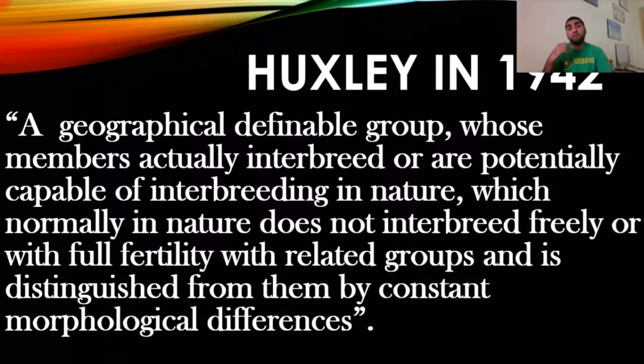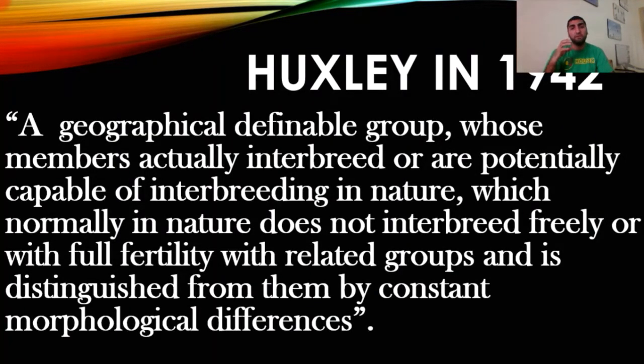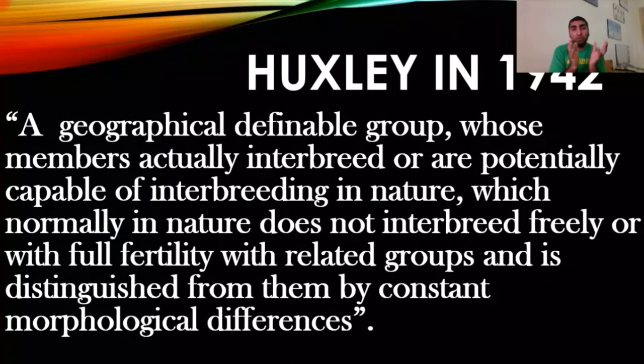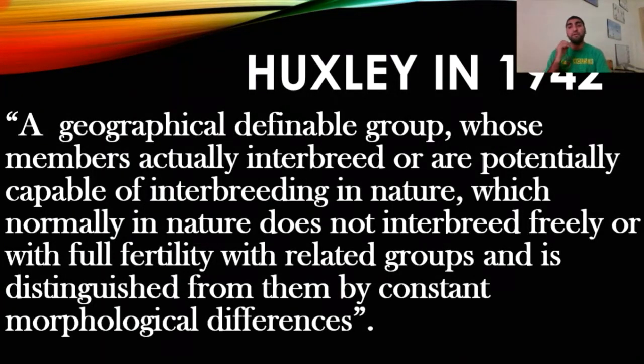Huxley in 1942 defined species yet in another way. He called it a geographically definable group, meaning a group whose geography is defined and known, and whose members actually interbreed, or have the potential of interbreeding in nature. Or they are potentially capable, meaning at present they are isolated from each other, but they can interbreed if they come close.